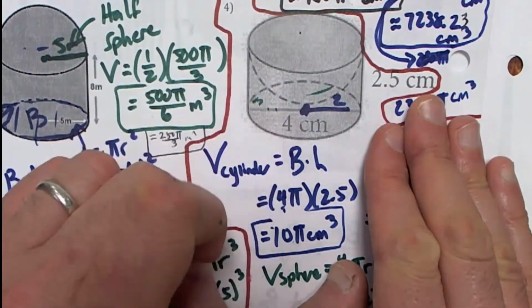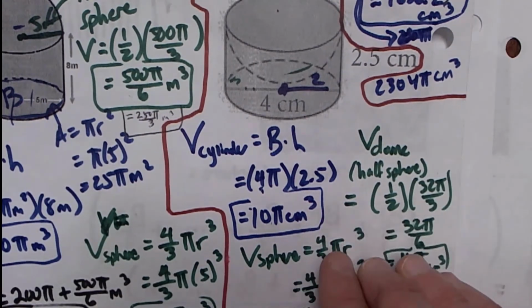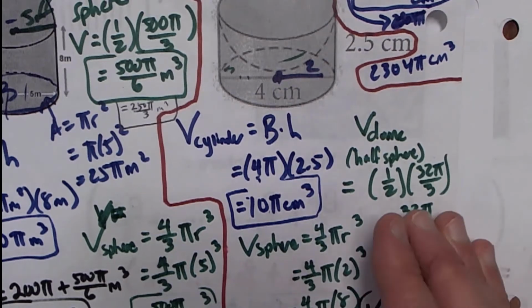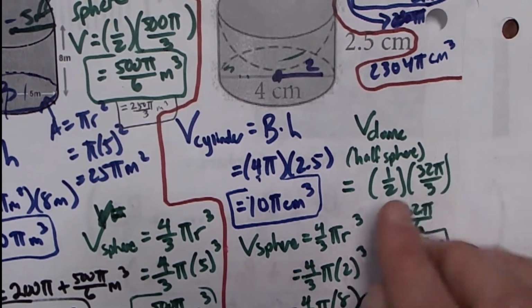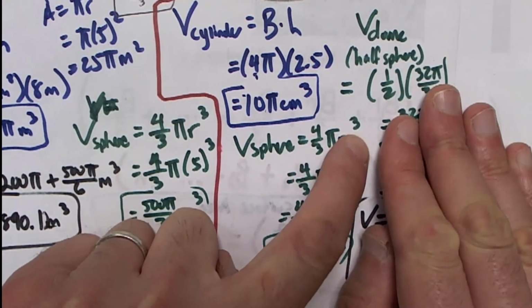That's for this cylinder. Then for this hemisphere, the thing that we're scooping out, I called it a dome here, but it's really the hemisphere. It's half of whatever the sphere is. So let me show you where this came from. The sphere, if it was a normal sphere, again, is 4/3 pi r cubed.